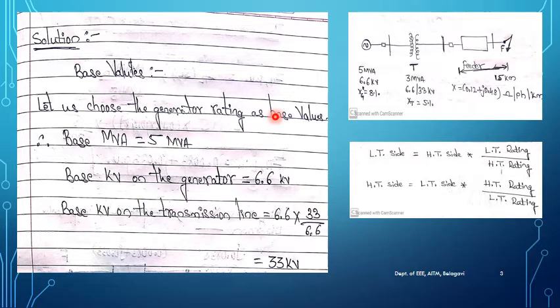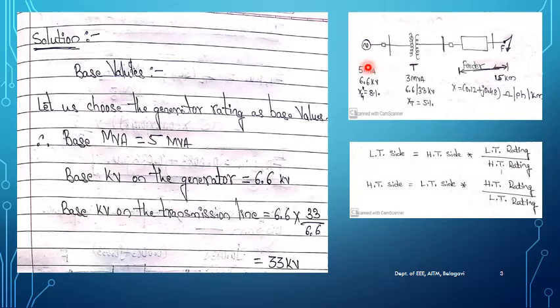Okay, as we already solved the various problems on this module, we always start with the base values. So let us consider some base values. For this particular problem, let us choose the generator rating as the base values. This is the generator and its rating is already given, so we are going to choose these ratings as the base values.